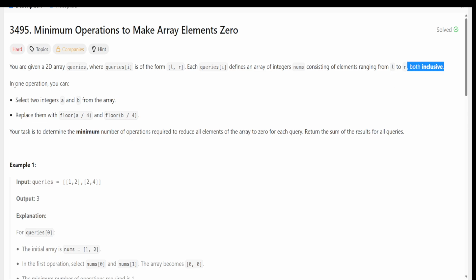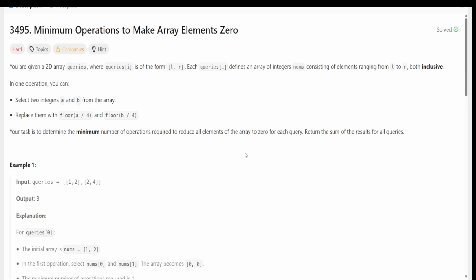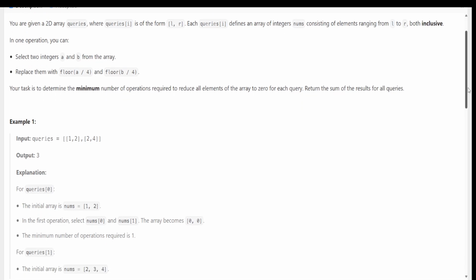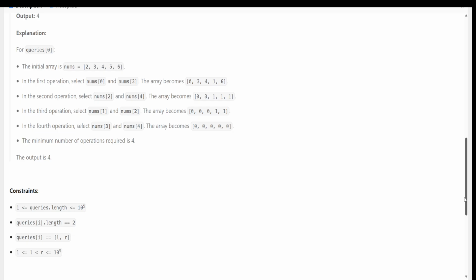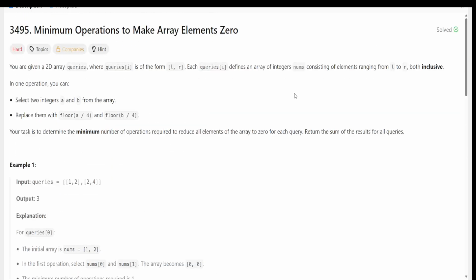In an operation you can select two elements from the array and then replace these elements. Our task is to determine the minimum number of operations required to reduce all the elements to 0, and return the sum of the results over all the queries. You can pause this and go through the example. I will discuss it in detail, so don't worry. Then we have been given some constraints, where the range is very large. I hope you have gone through the question.